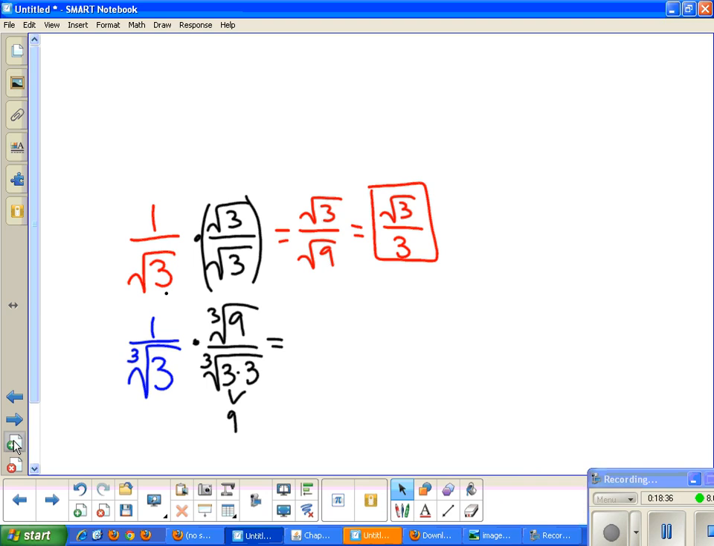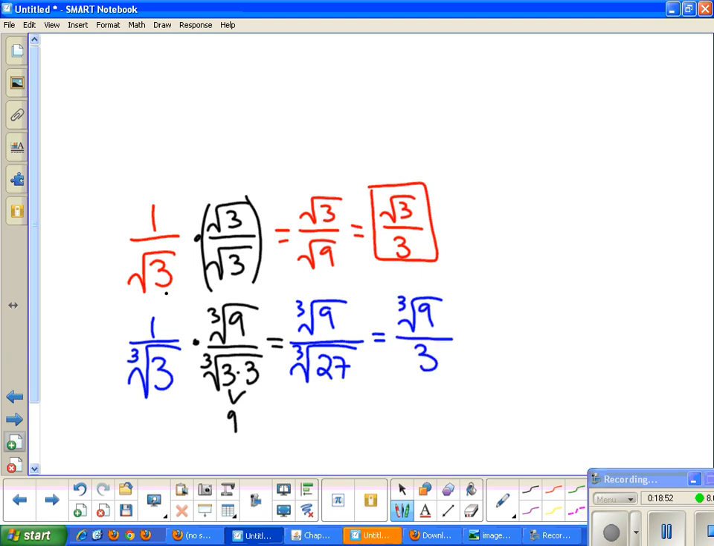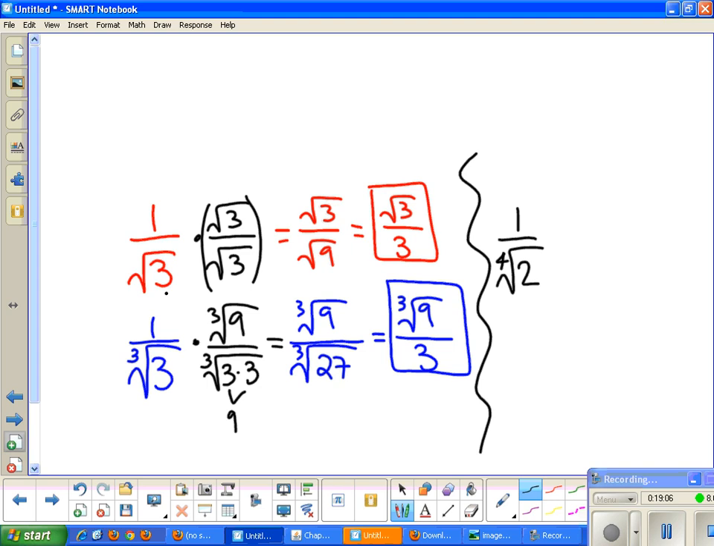So in my numerator, then I end up with the cube root of 9, which doesn't simplify, over the cube root of 3 times 3 times 3, which is 27. And that gives me the cube root of 9 over 3, which we did on purpose, and then this would be my simplified answer. So let's do one more. Let's say I had 1 over the fourth root of 2. So if I have 1 over the fourth root of 2, I'm going to multiply this by my magic 1, which has to be a fourth root over a fourth root.